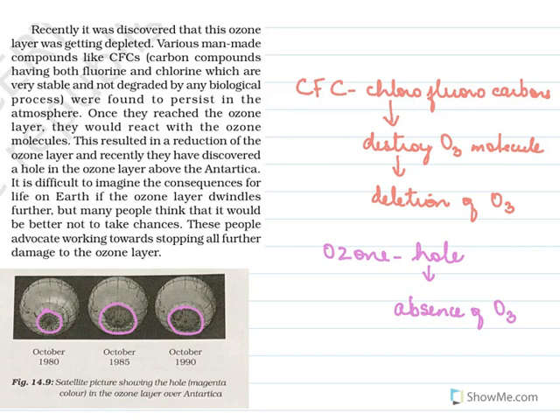Recently it was discovered that the ozone layer was getting depleted. Various man-made compounds like CFCs, carbon compounds having both fluorine and chlorine, which are very stable and not degraded by any biological process, were found to persist in the atmosphere. Once they reached the ozone layer, they would react with the ozone molecules. This resulted in the reduction of the ozone layer, and recently they have discovered a hole in the ozone layer above Antarctica. This is called the ozone hole.